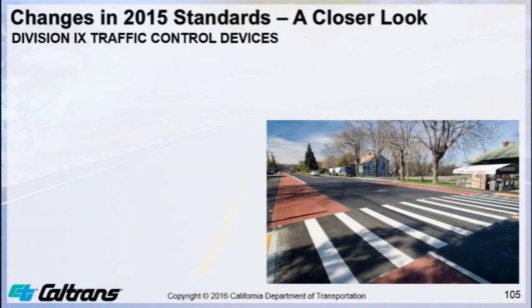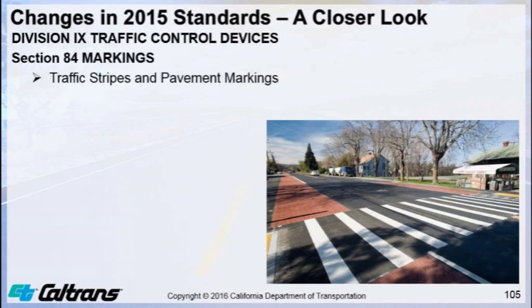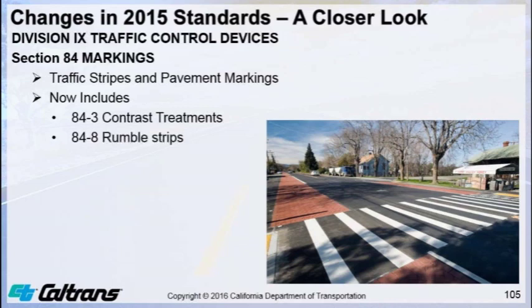Division 9 traffic control devices, Section 84 markings. 2010 Section 84 traffic stripes and markings was renamed in 2015 to just Section 84 markings. Section 84 now includes Section 84-3 contrast treatments, which is reserved for the 2015 standard special provisions, and will be used for contrast treatment. Now, contrast treatment is used for such things as delineating bike lanes or crosswalks. In addition, rumble strips came from 2010 Section 39 hot mix asphalt and Section 40 concrete pavement and moved into this section.